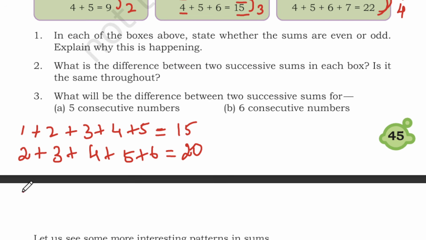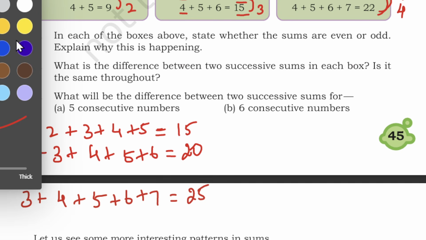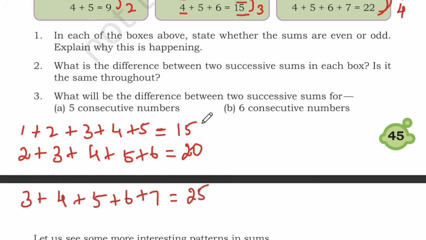Okay, we will do one more. So 3 plus 4 plus 5 plus 6 plus 7. So 7 plus 6 is 13, 14, 15, 16, 17, 18, 19, 20, 21, 22, 23, 24, 25. So what is the difference here? So what is the difference? 5. Again this is also 5.